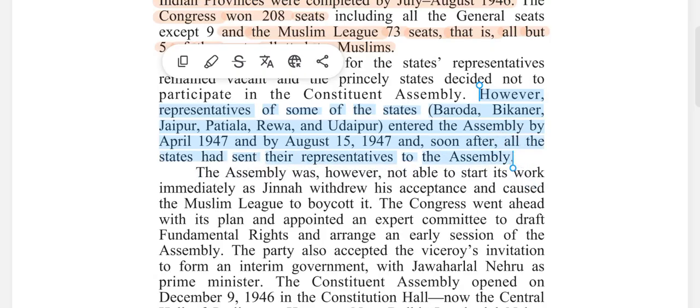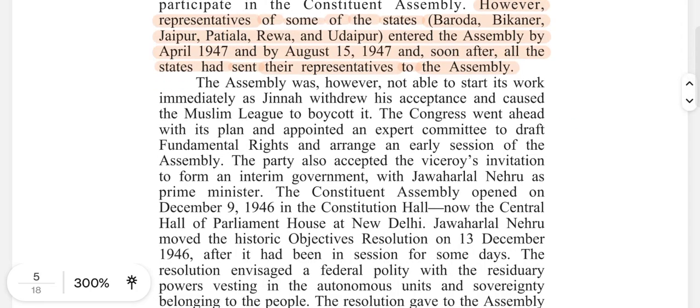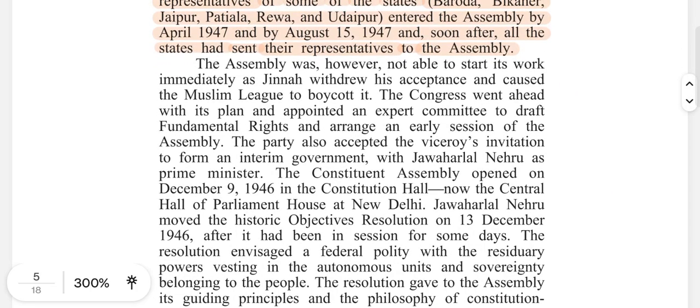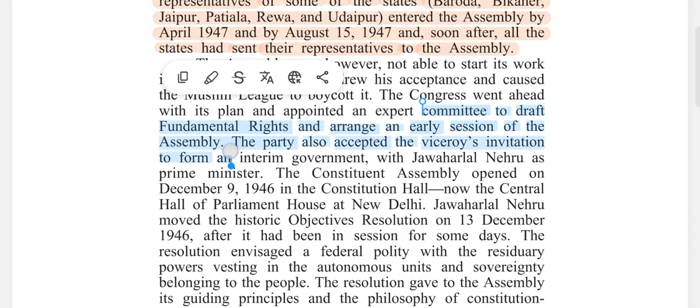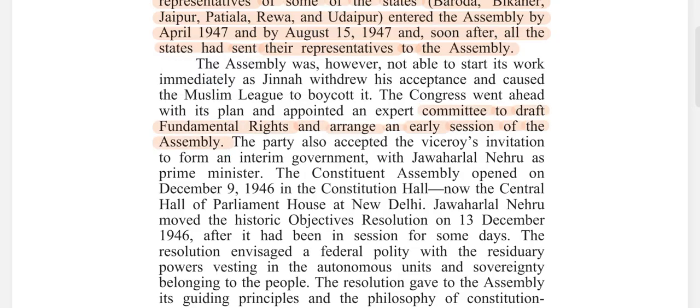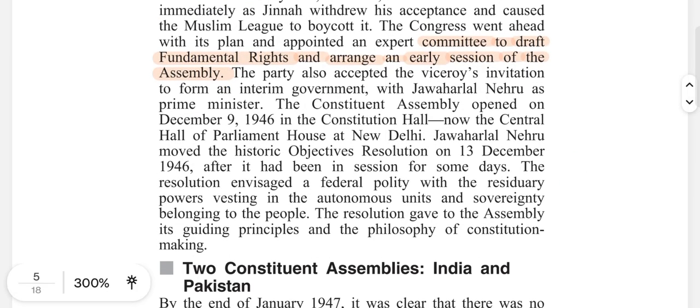The assembly was, however, not able to start its work immediately as Jinnah withdrew his acceptance and caused the Muslim League to boycott it. The Congress went ahead with its plan and appointed an expert committee to draft fundamental rights and arrange an early session of the assembly. The party also accepted the Viceroy's invitation to form an interim government, with Jawaharlal Nehru as Prime Minister.